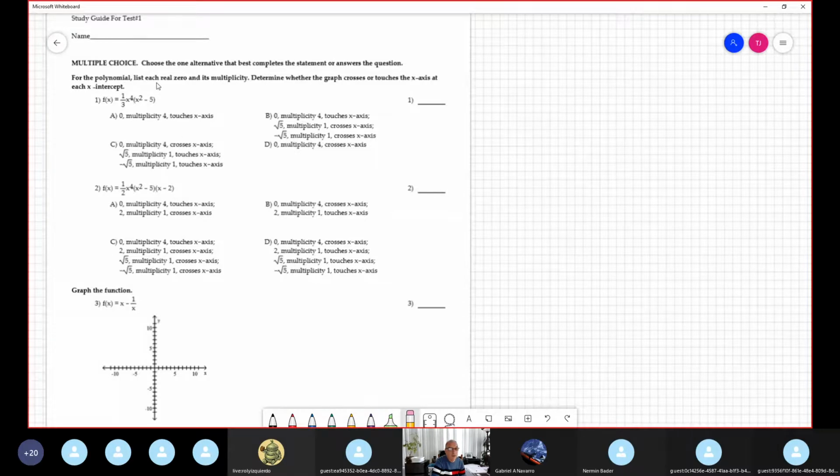Question 1. For a polynomial, listing each real zero and its multiplicity, determine whether the graph crosses or touches the x-axis at each x-intercept. Okay, the first question is question 1.